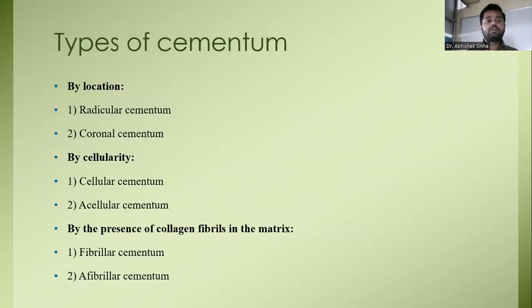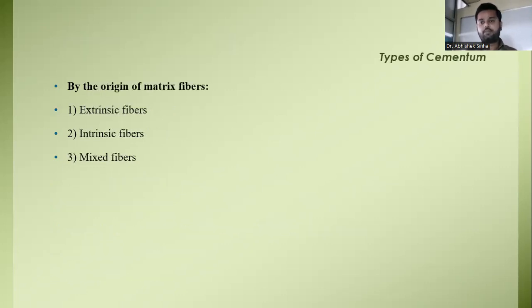Okay, the types of cementum. Now this is where the classification of cementum comes. Cementum is classified by means of location, by means of cellularity, and so on. By location, it is radicular cementum or coronal cementum. Coronal cementum is present on the crown portion, radicular on the root portion. By means of cellularity, it is cellular or acellular, that means the ones which have cells, and acellular means without cells. By presence of collagen fibrils in the matrix, it is fibrillar or afibrillar. If the collagen fibers are present in the matrix, it is fibrillar cementum. If not, it is afibrillar cementum.